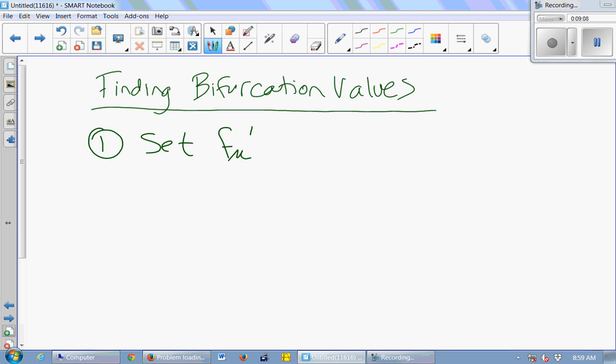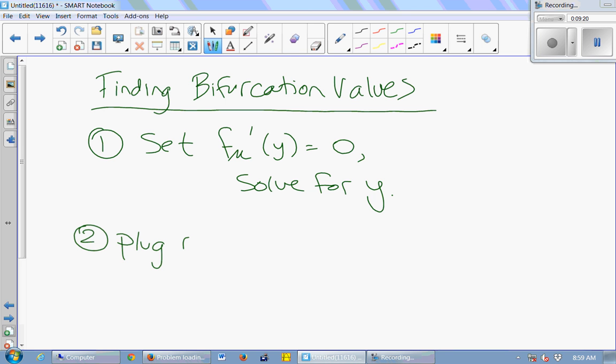1. Set f mu prime of y equal to 0. Solve for y. 2. Plug result from 1 into f sub mu of y equals 0. Solve for mu.